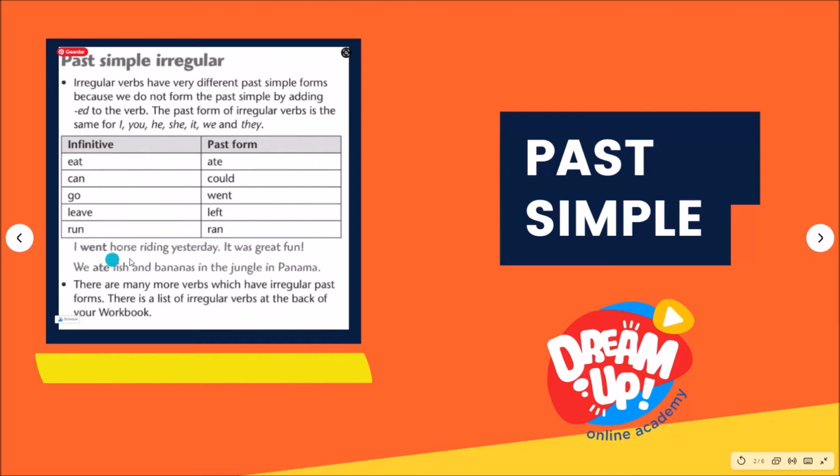So let's have a look at this example. I went horse riding yesterday. It was great fun. Or we ate fish and bananas in the jungle in Panama. There are many more verbs which have irregular past forms. There is a list of irregular verbs at the back of your workbook. Pay attention to that.